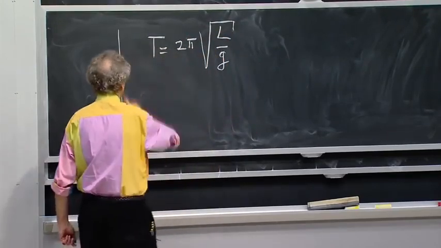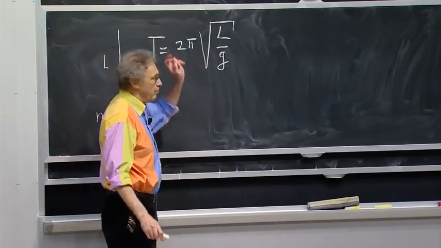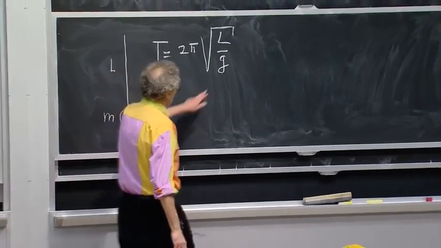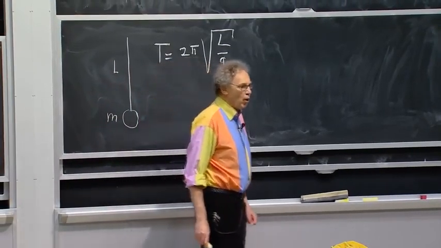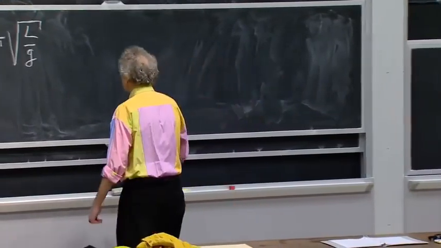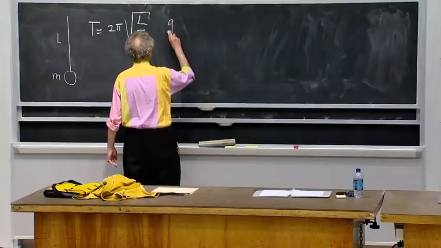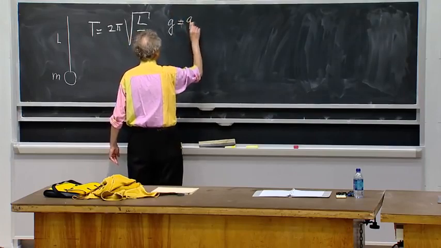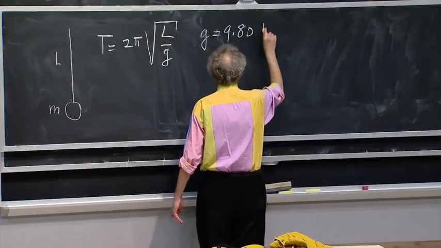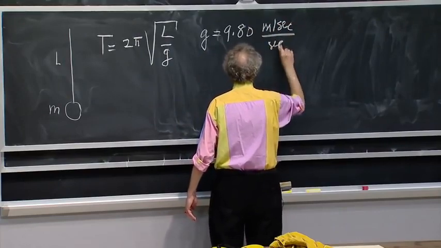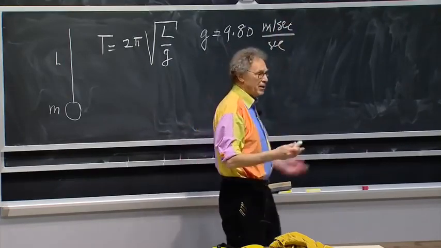You already know what L is. If you don't know what pi is, you might as well leave right now. And G is what we call the gravitational acceleration, which is approximately the same everywhere on Earth, but it is very close in Boston to 9.80 meters per second per second.